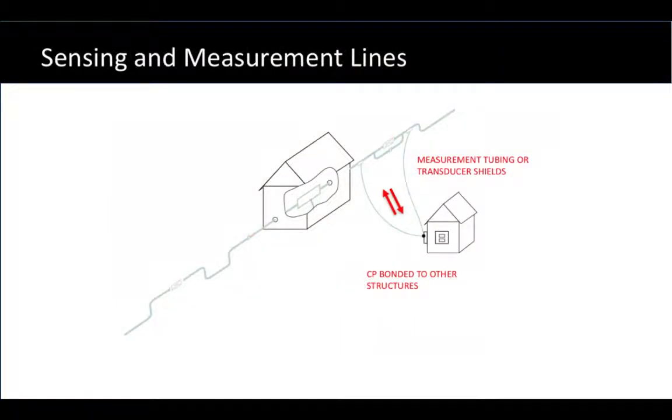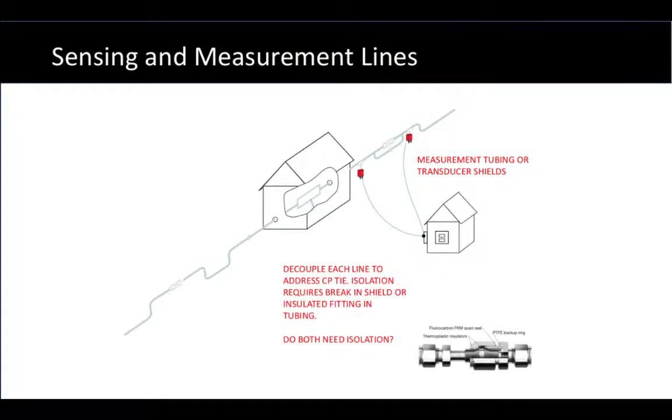Now let's look at some of the various things that can short out pipelines for their CP to the grounding system. The first area we'll look at will be measurement tubing that's measuring pressure, or transducer shields, which are the metal wrap around signal cables that run out to transducers. Those connect between the pipeline, direct metallic contact with the pipeline, and let's say this measurement building with its equipment. So if these were all solid and continuous, then CP could be bonded to the grounding system or maybe other structures inadvertently.